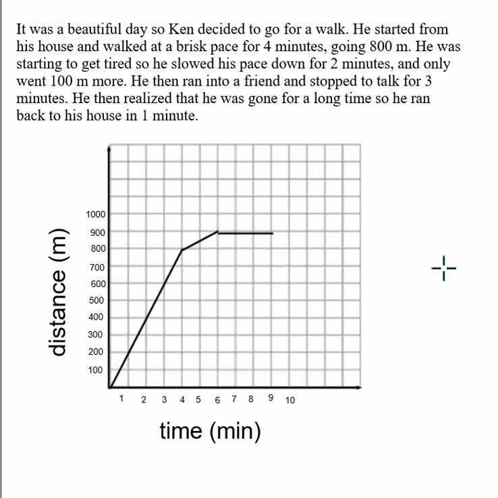Okay? And then finally, he realizes, oh shoot, I've been gone a really long time. I need to get home. He's going to start running. And obviously a run means that his pace is very steep. But because we're going back home, it's going to result in a negative slope. So there's an example of how to do a graphing story.